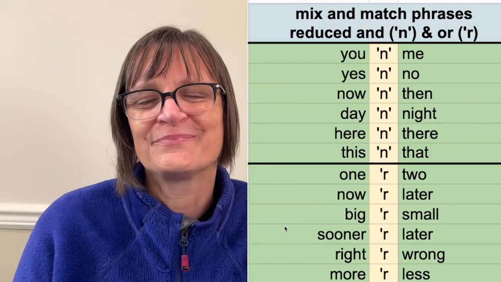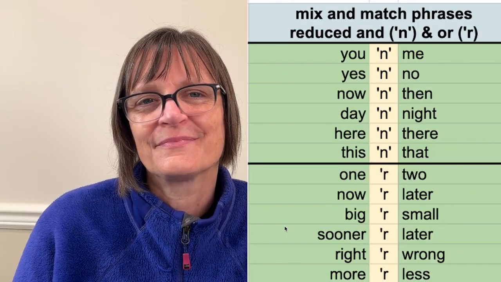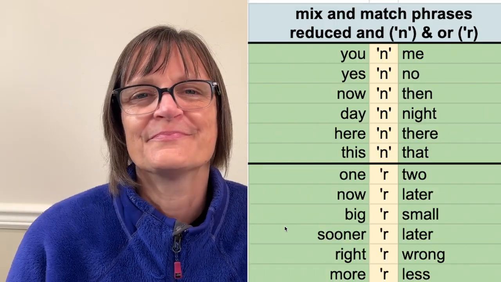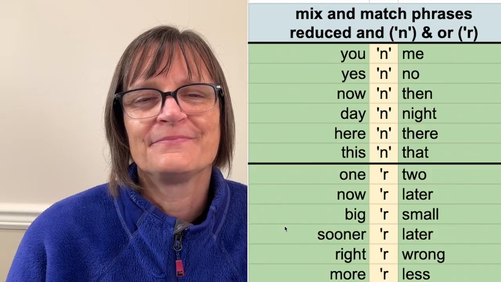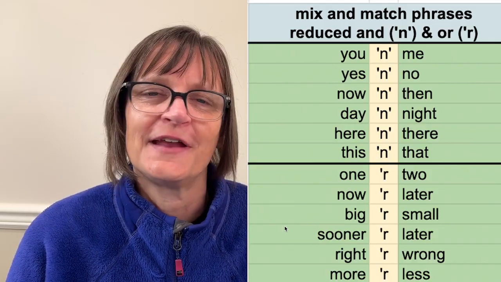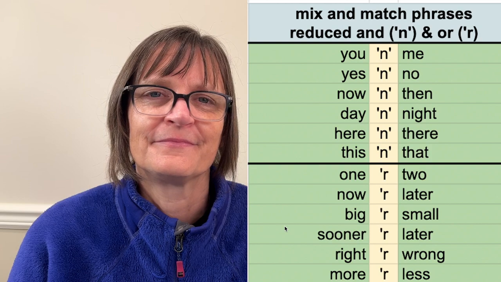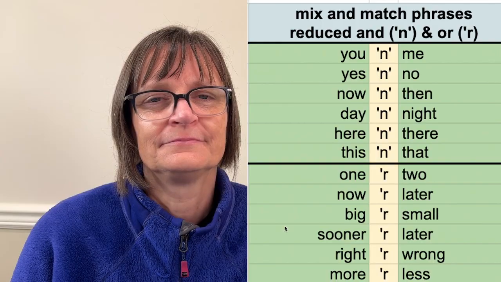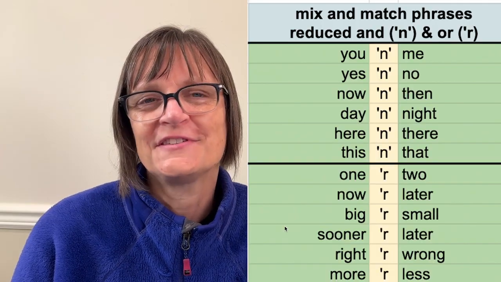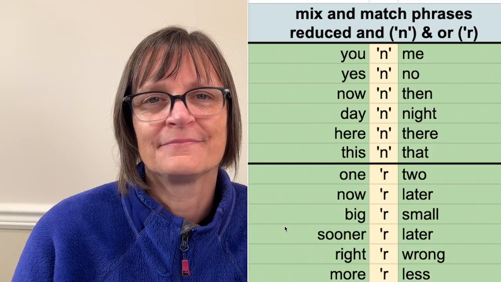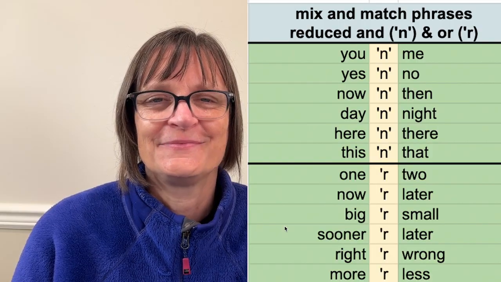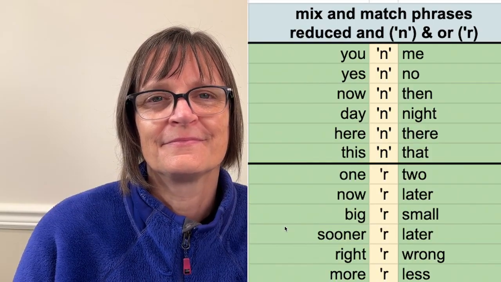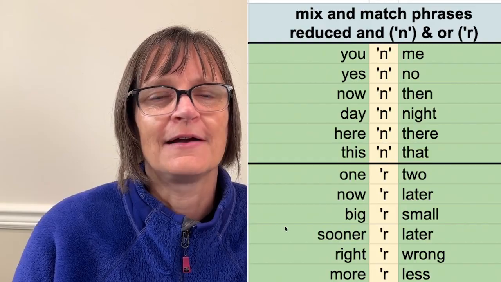Yes and no. I understand what you're saying. Yes and no. Now and then. I do that every now and then. They only meet up every now and then. It happens every now and then. Day and night. I'm thinking of you day and night. It's been going on day and night around here.